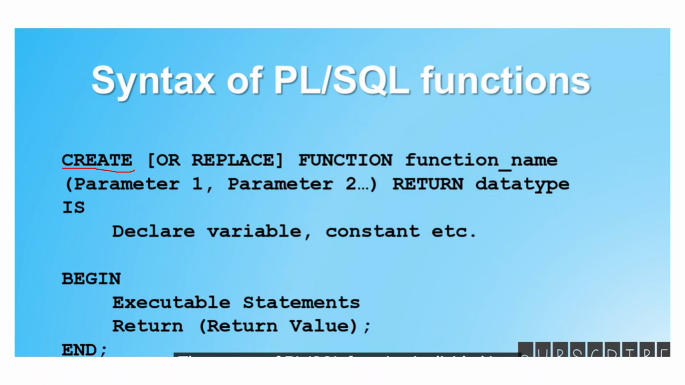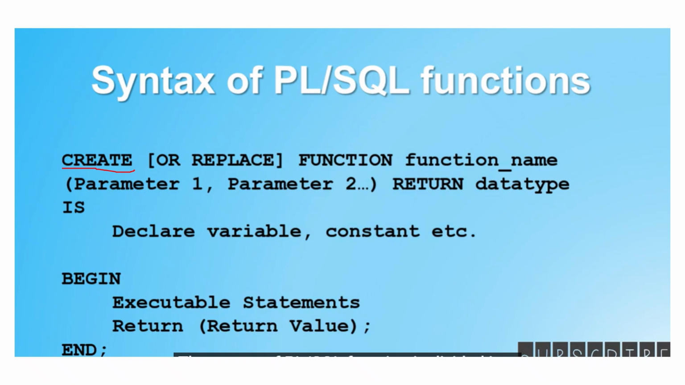IS is another keyword in the syntax. We can use either IS or AS. After that, we can declare the variables and constants we need for the function. After that, BEGIN is the keyword, and this is the executable section. After that, the executable statements. Here we can give the logical section, anything we need.